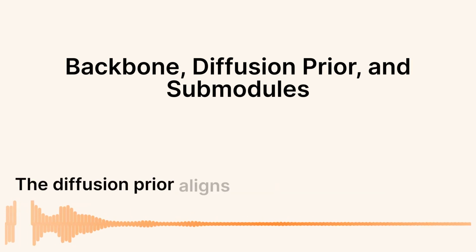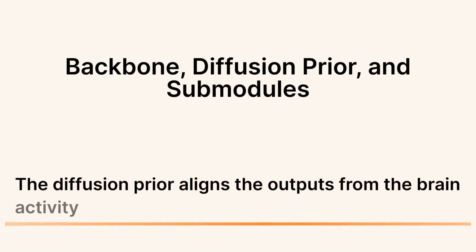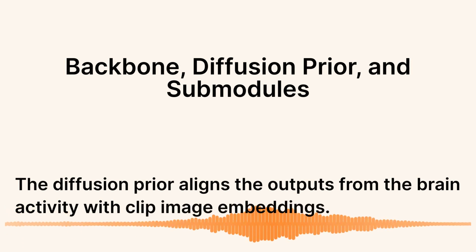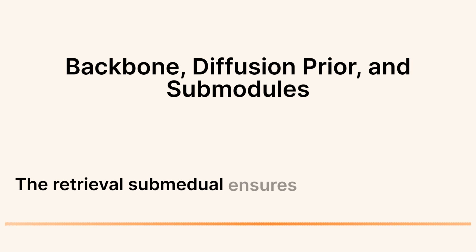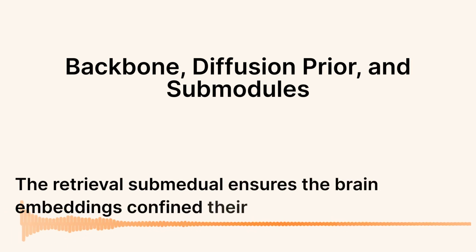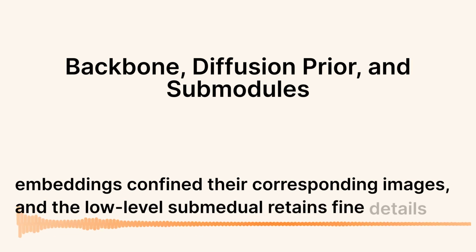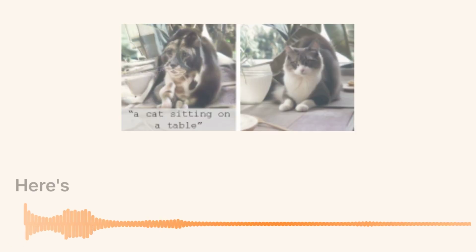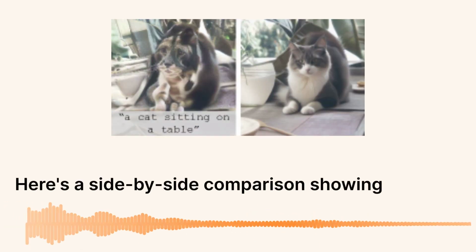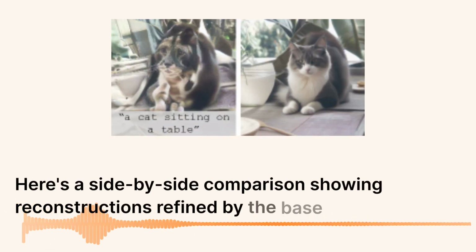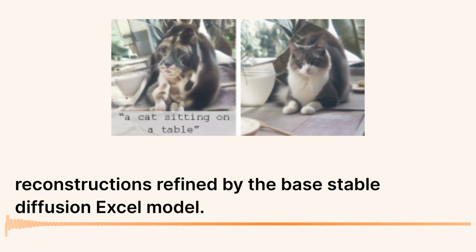The diffusion prior aligns the outputs from the brain activity with clip image embeddings. The retrieval submodule ensures the brain embeddings can find their corresponding images, and the low-level submodule retains fine details in the images. Here's a side-by-side comparison showing reconstructions refined by the base Stable Diffusion XL model.